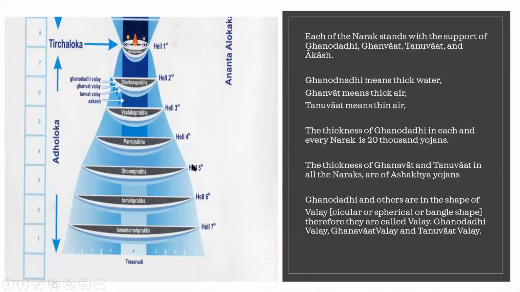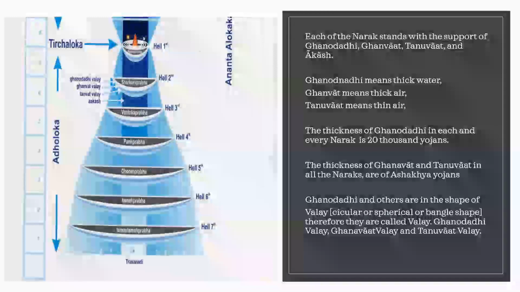So we saw in our last class the structure of the 7 Narkavas. So basically you have got the Bhumi of the Narak, and this Bhumi of Narak is supported by 4 layers. The first layer is supported by Ganodadi Valai, that is thick water. Then below Ganodadi Valai, there is Ganvat, that is thick air. Below Ganvat, there is Tanvat, that is thin air. And below Tanvat, there is Akash. And below Akash, you will have the second Narkavas. So this repeats for all the 7 Narkavas.